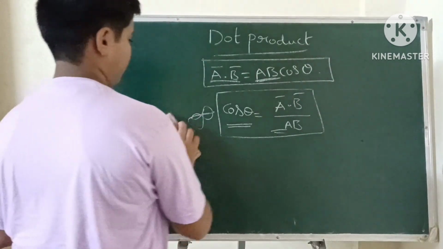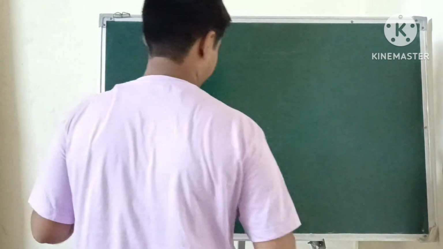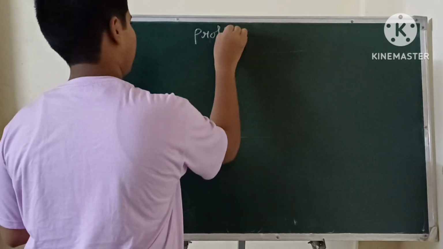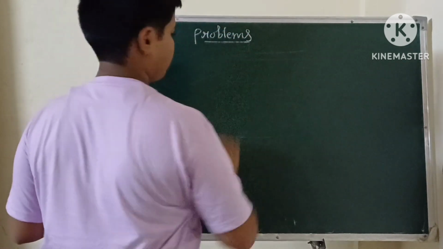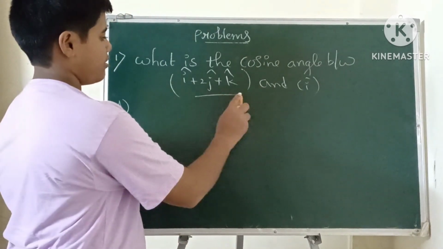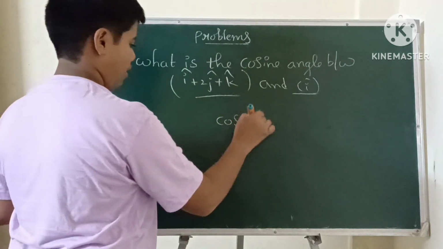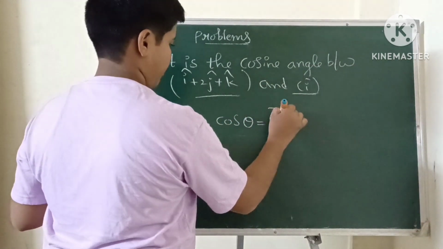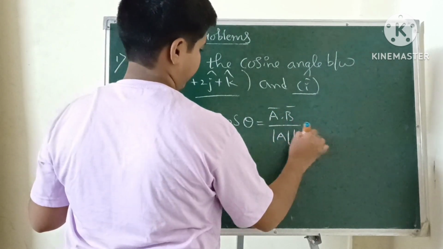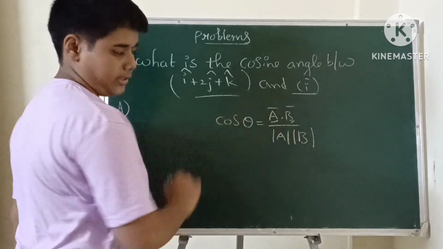And the dot product topic is completed. We will do some problems. The first problem: what is the cosine of the angle between these two vectors? We already learned the formula cos theta equals A bar dot B bar by mod A mod B, which means the magnitudes of this A bar vector and this B bar vector.